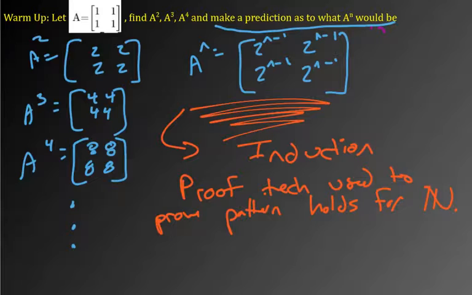Whatever pattern we have, we want to mathematically show by hand that it fits the pattern. We would show that A to the first, the first pattern, is 2 to the 0 in every entry, and that's all good. That would be the base case.